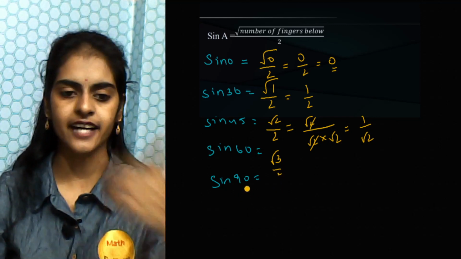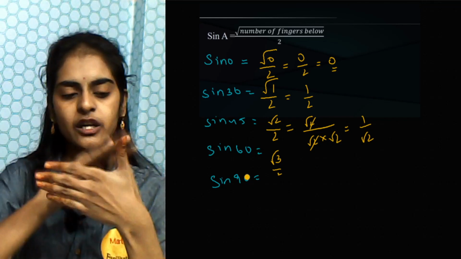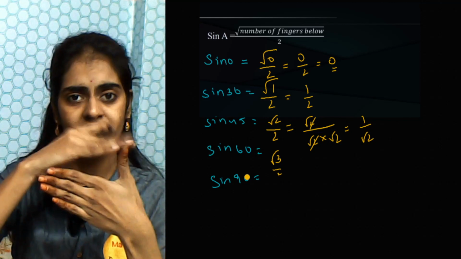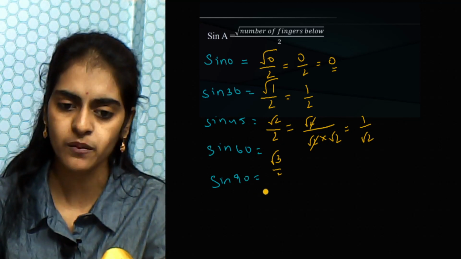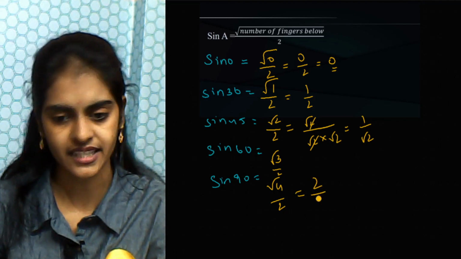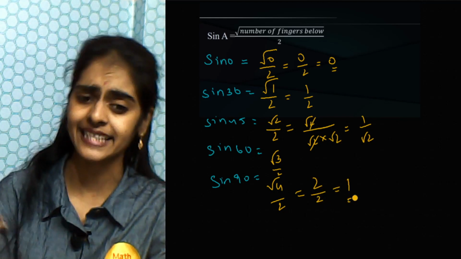Now sine 90. I told you this thumbs up is nothing but 90. How many fingers are below this thumb finger? You have 4 fingers below this thumb finger, isn't it? So the formula is under root 4 divided by 2. Root 4 is nothing but 2. So 2 divided by 2 gives you 1. So sine 90 is 1.